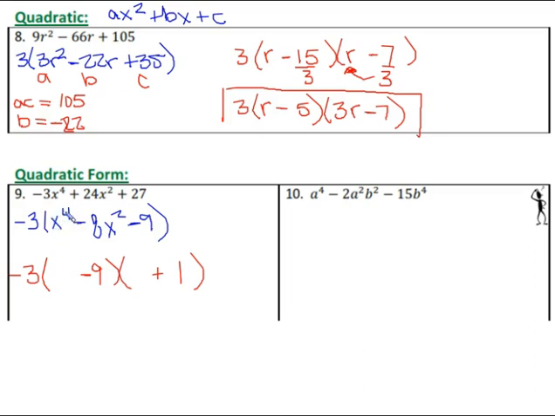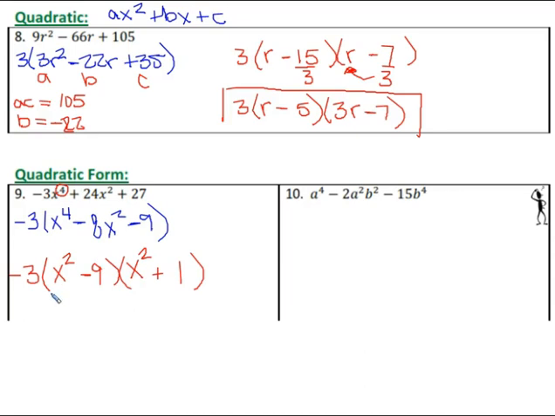So if we're starting with an x to the 4th, we want to evenly divide it between our two factors. That means I would need 2 x's here, an x squared, as well as 2 x's here. So that's what's different about the quadratic form. Since we're dealing with a different power, we need to evenly divide it between the two factors.